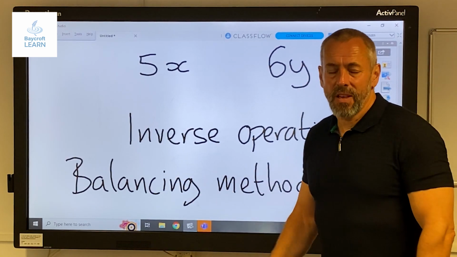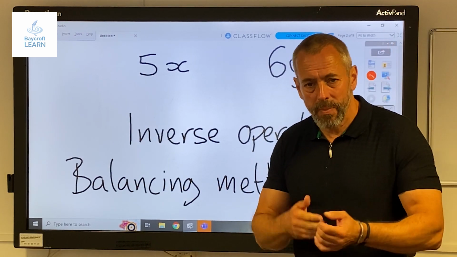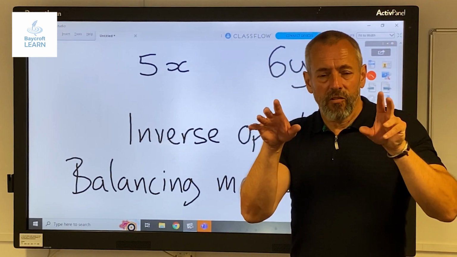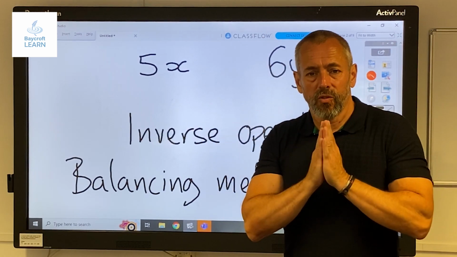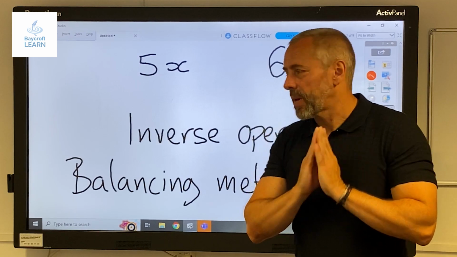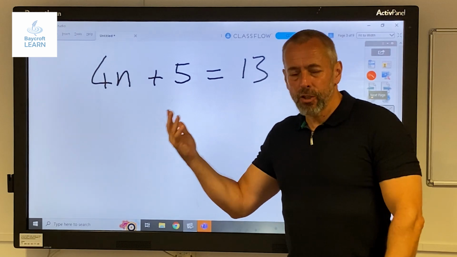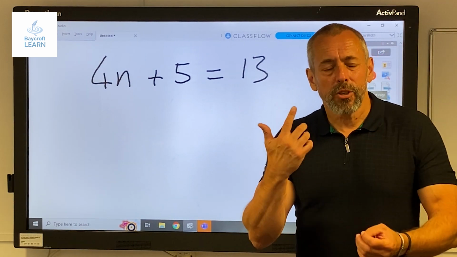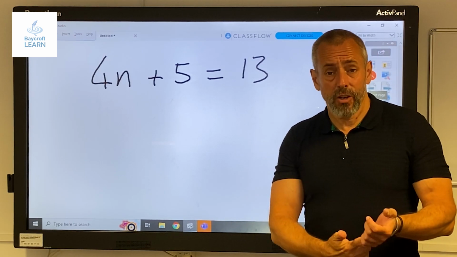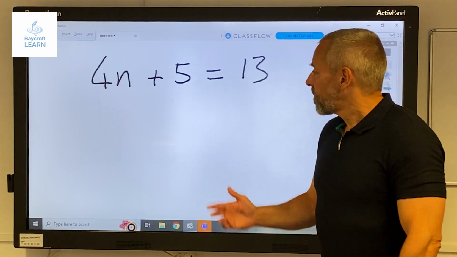And the balancing method is the method we are going to be using. And it's important to remember the term balance, because what you've got to remember is what we do on one side of the equals, we need to do onto the other side of the equals. Okay, so what does that actually mean? What we need to work out here is the value of n. And in order to do that, we need to use our inverse operations, and we also need to use the balancing method. So let's look at this equation.